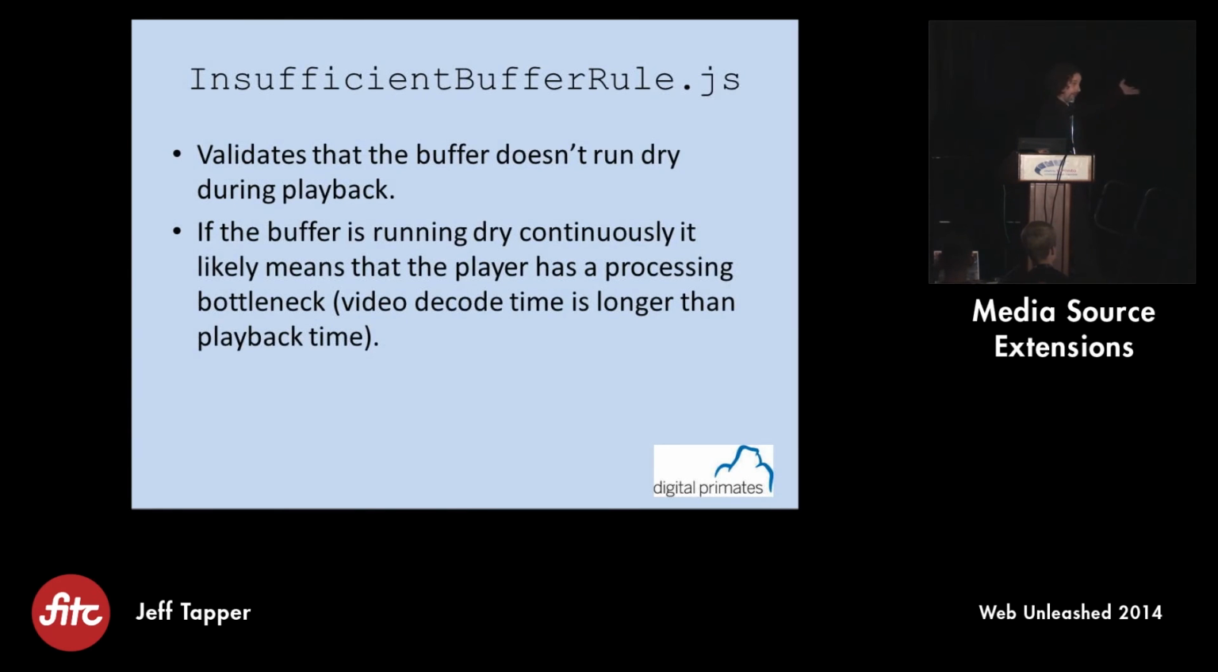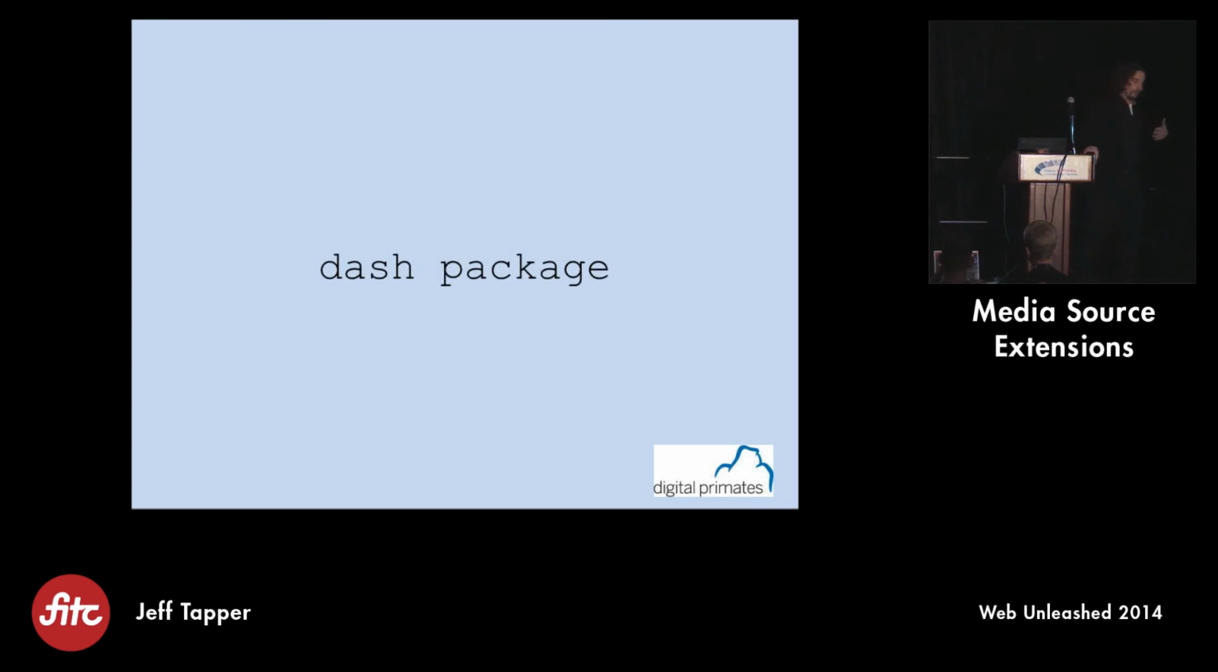Another core one, the insufficient buffer rule, where we're just figuring out, hey, I'm adding content into this buffer at a slower rate than content is playing back. My buffer is going to run dry if I don't do something quickly. So again, just some very basic rules. And as I say, inside our ABR controller, there's an array of these rules. And it's relatively easy to create your own rules.